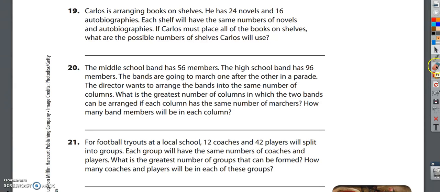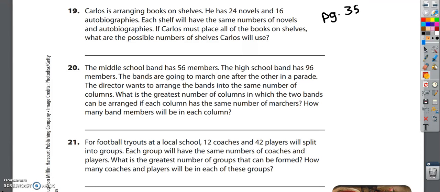Okay, this is lesson 2.1 independent practice, and this is page 35. This is the second video from page 35. We're going to do the word problems at the bottom of the page, 19 through 22. And I'm going to get out a little whiteboard here and show you how I would solve these.